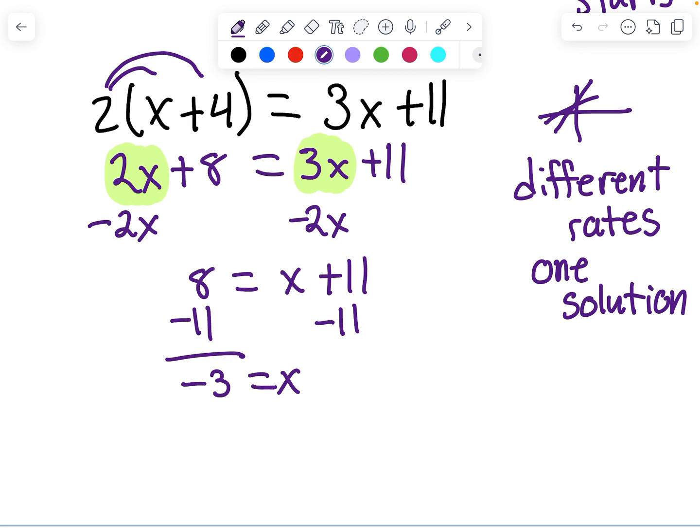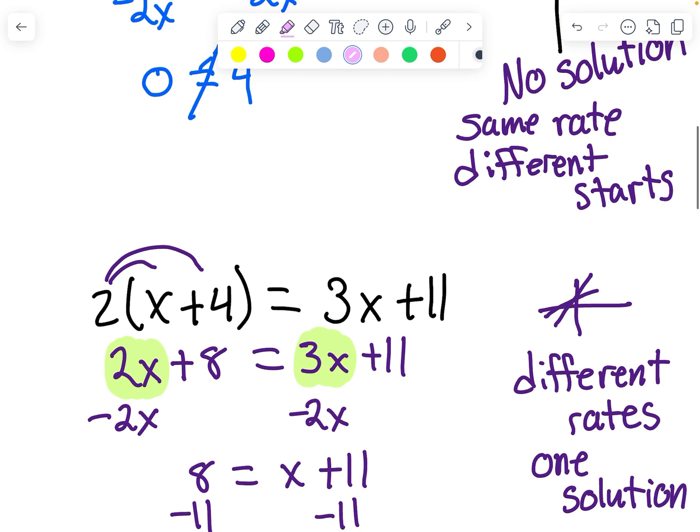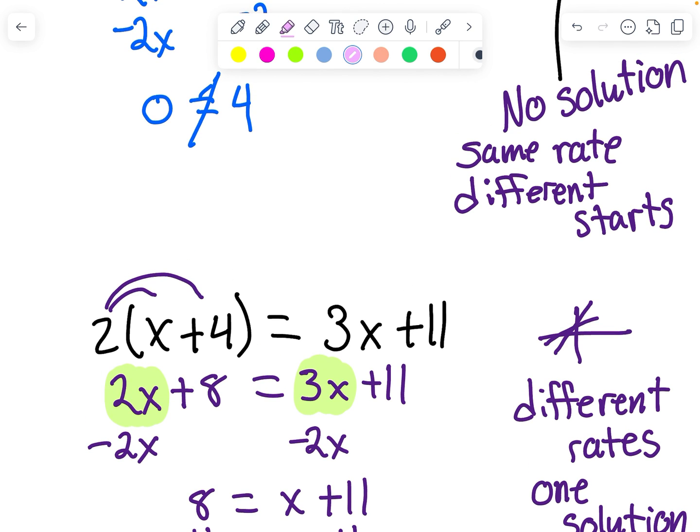So already we have different rates, one solution. When we solve, we are going to get a legitimate answer. Negative 3 equals x makes sense as a solution. That 0 equals 4 did not make sense as a solution.